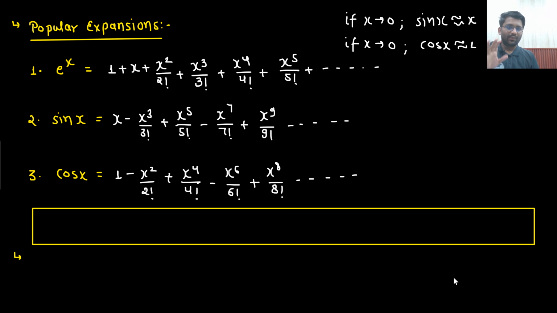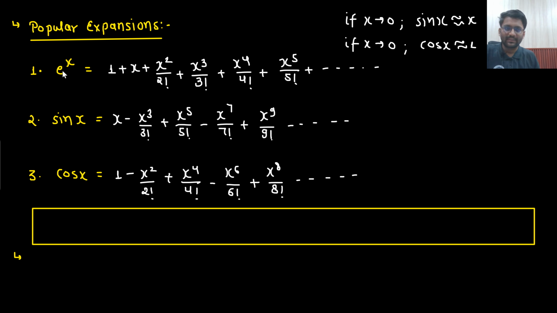So I rarely ask you to remember things. Whenever I ask you, I will give you a certain technique as well, that this is how you can remember things. And I don't think it is very difficult for you to remember. Very simple thing is given. e to the power x, very straightforward: 1 plus x square by 2 factorial plus x cube by 3 factorial plus x to the power 4 by 4 factorial, and so on.